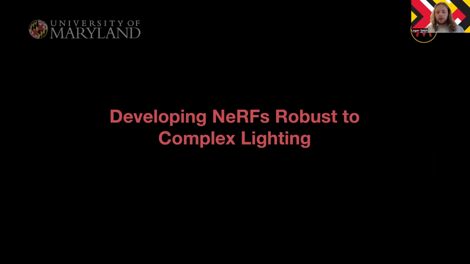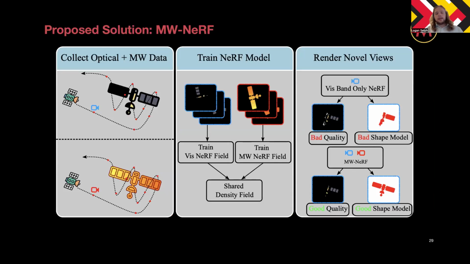So how can we develop NeRFs that are robust to complex lighting? Well, we propose MW-NeRF. This adds an additional network to the traditional NeRF architecture, which allows it to learn scene representations from two different data sets at the same time. These two data sets are supposed to have been taken from different wavelengths. In our case, we're using optical and infrared, and it'll learn a color representation for each individually, while both share the same underlying density field, or the same underlying shape model.